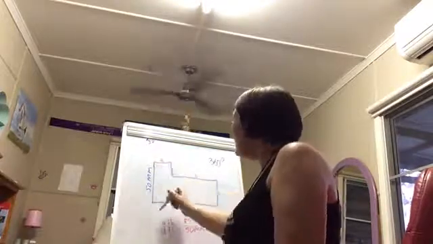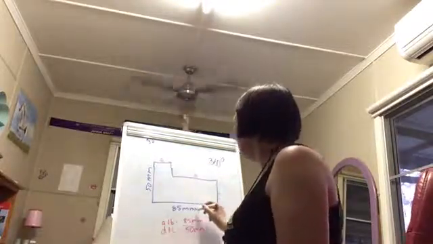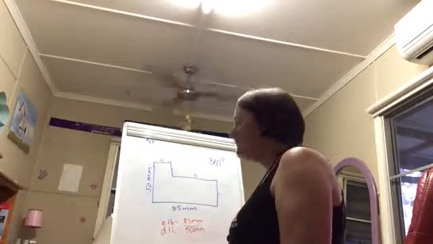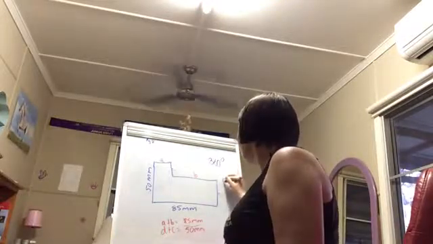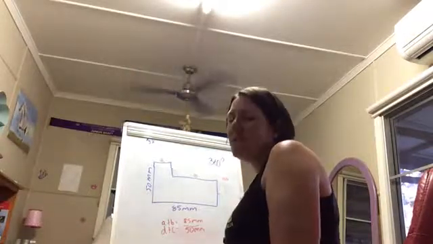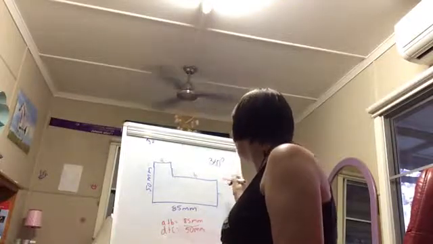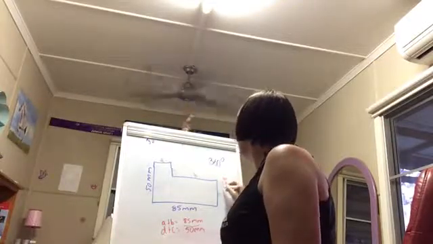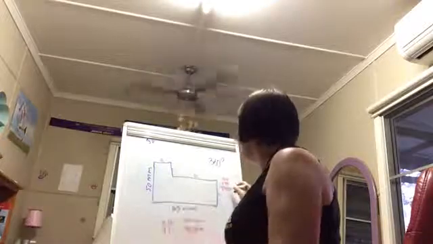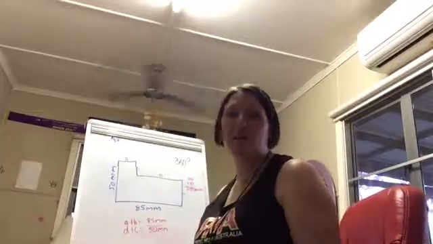So, to find the perimeter of this shape, it's 50 plus 85 plus 50 plus 85. So 50 and 50 is 100. 85 and 85 is 170. That's right, 170. So, together it's 270 millimetres. Okay, and that is the end of question 5.